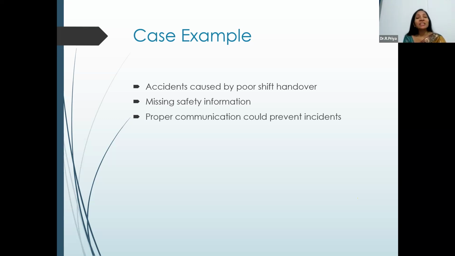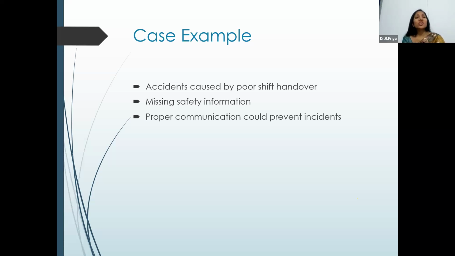Safety critical details such as equipment status, ongoing maintenance, or hazard warnings may be overlooked if the handover is incomplete or informal. Just think, the mechanical engineer fails to mention that a machinery emergency stop button is malfunctioning. So the next shift operates the machines normally, risking operating injury, right? Then proper communication could prevent the incident.